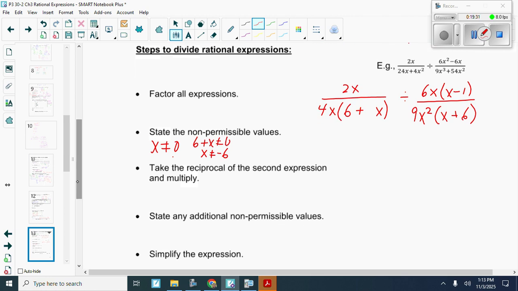Now we're going to take the reciprocal of the second expression and multiply. This is where we're going to kiss and flip, after you've done your non-permissible values. So you're going to have 4x. Guys, can I just rewrite this as x plus 6, because it's addition? Then I'm going to multiply by the reciprocal. So the 9x squared, x plus 6 comes up on top, and the 6x, x minus 1 is on the bottom.